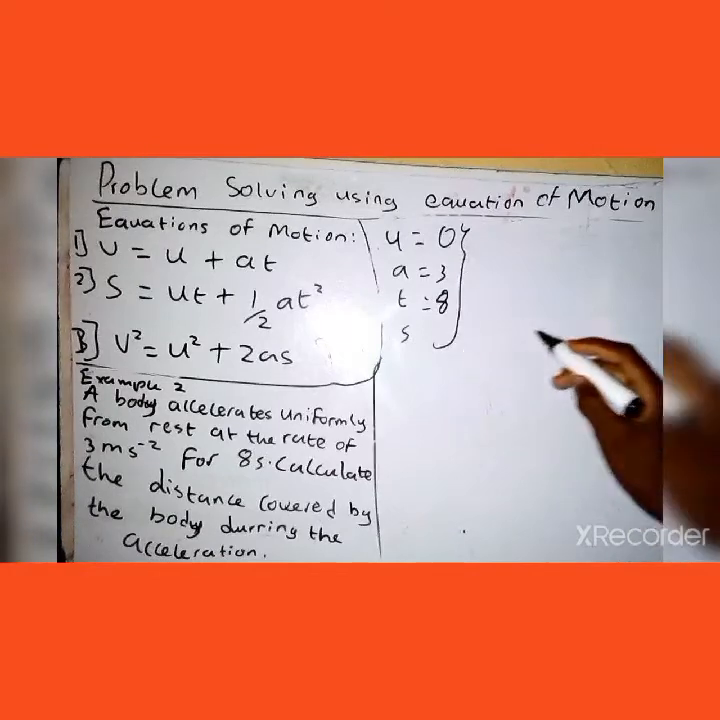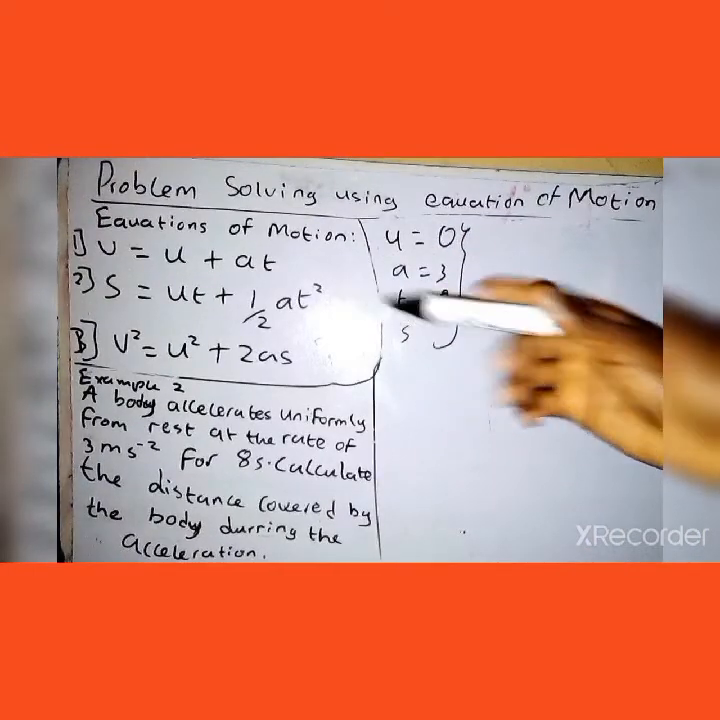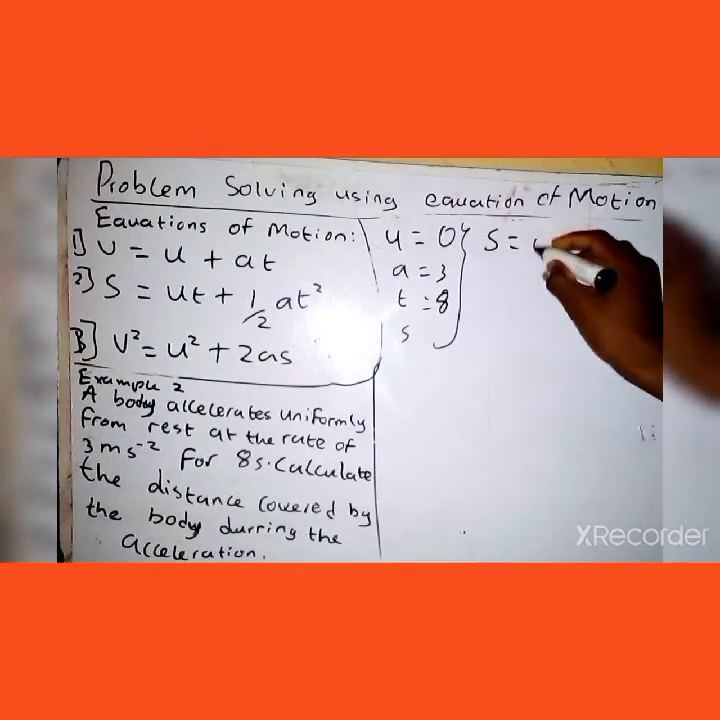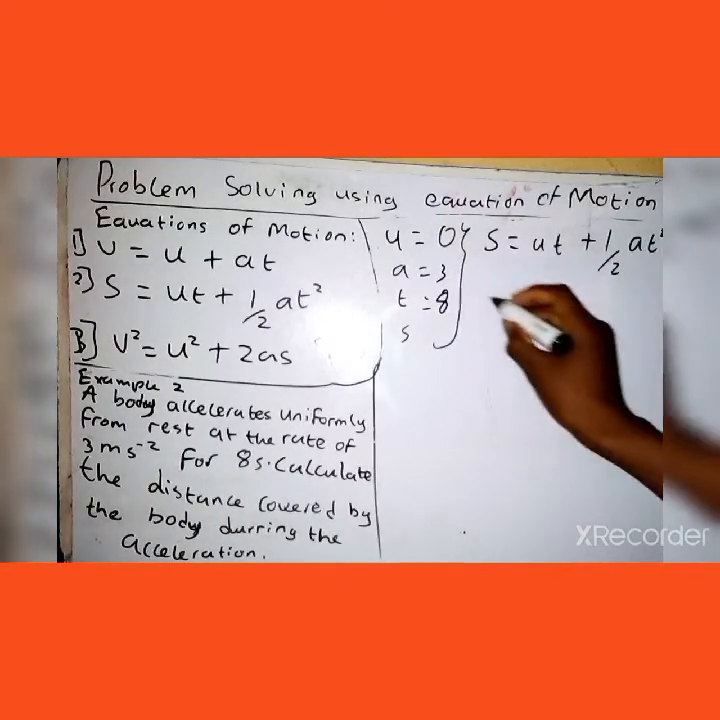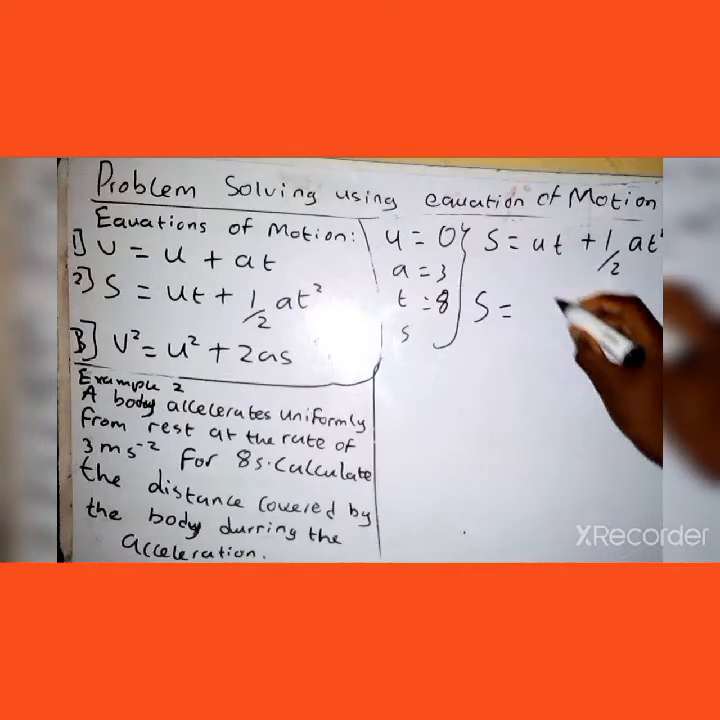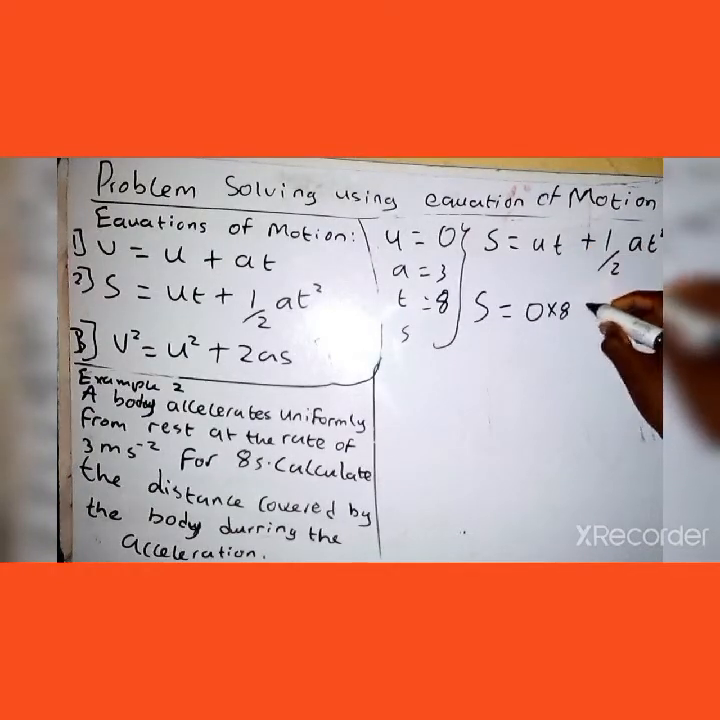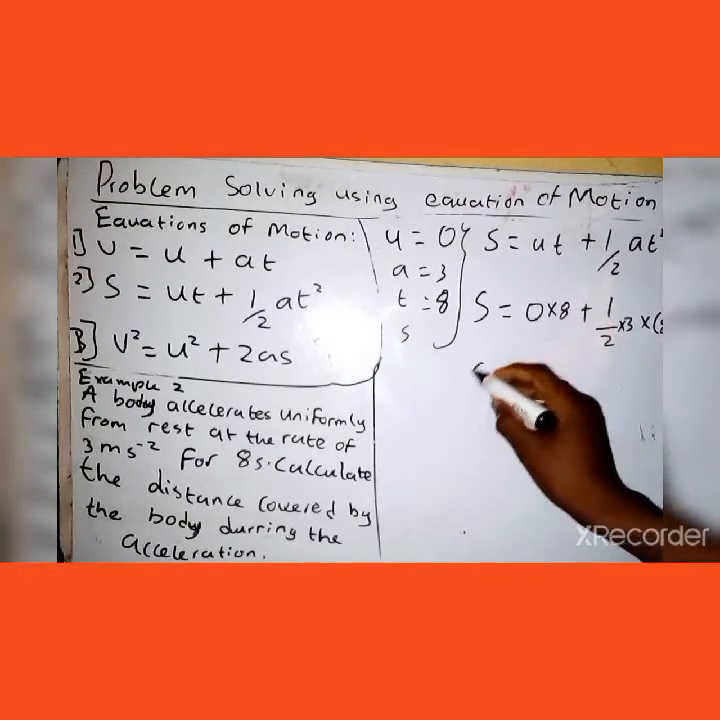So from this, we can know our formula. We have s equals u t plus 1 over 2 a t square. So we can use this formula. Inserting the values, we now have s equals, what's our u? 0, multiplied by this t, 8, plus 1 over 2, what's our a? Times 3, times our t, 8 square.